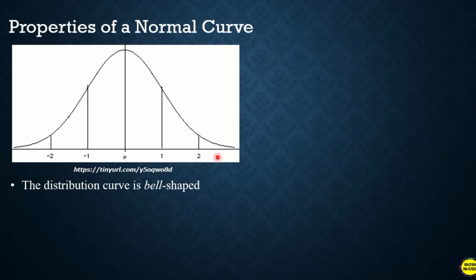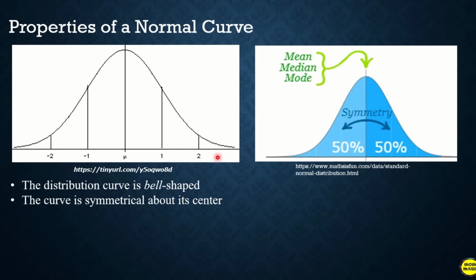Next, the curve is symmetrical about its center. This means that when we say symmetrical, whatever the measure on the left side of our graph is also the measure on the right side. As you can see, on the left side 50%, on the right side 50%. So they are the same. Next, the mean, median, and mode coincide at the center. They are in the middle, meaning the mean, median, and mode are equal.